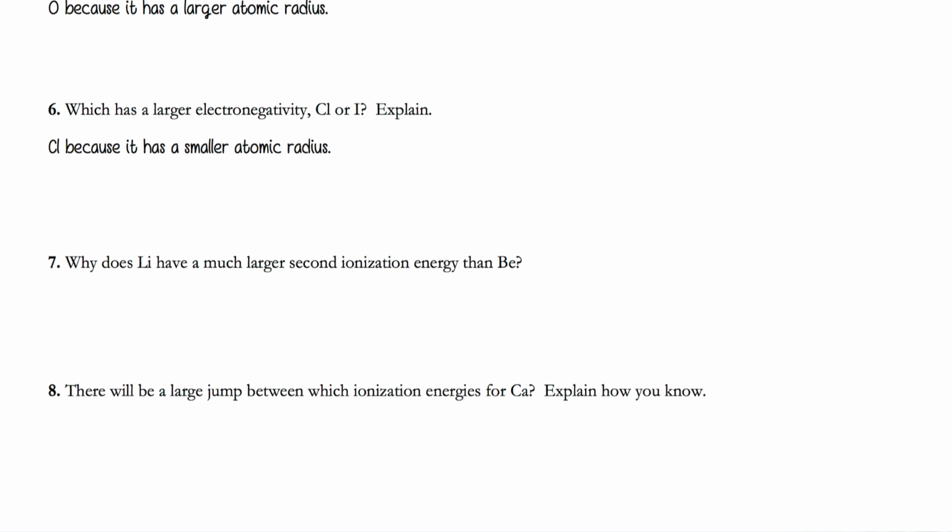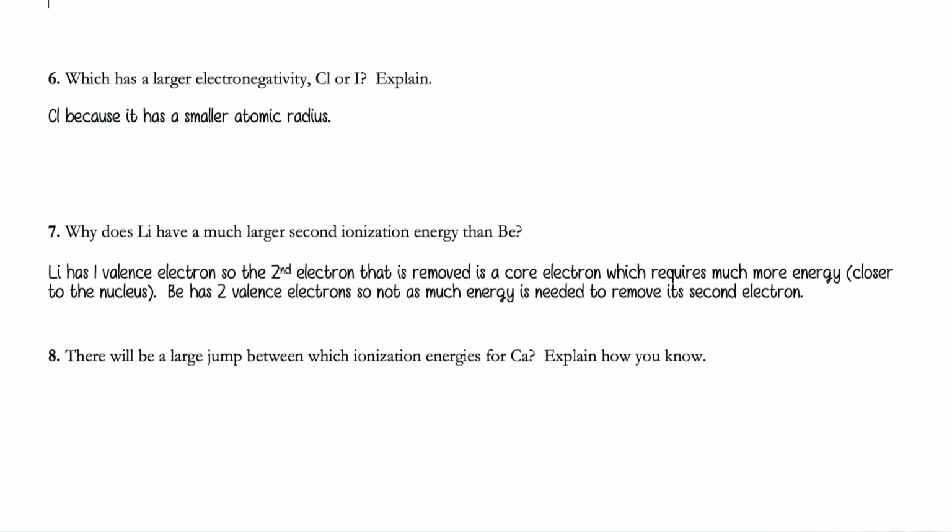So why does lithium have a much larger second ionization energy? Because it has 1 valence electron, and to remove that second electron requires the removal of a core electron, while beryllium has 2 valence electrons, so it's easy to remove those 2 valence electrons.